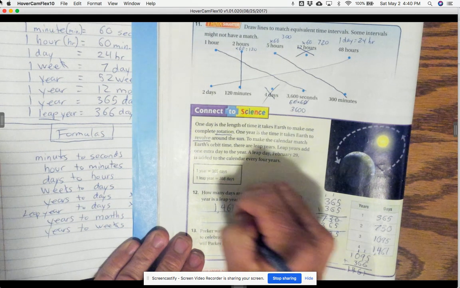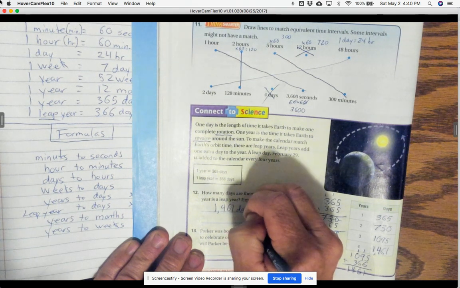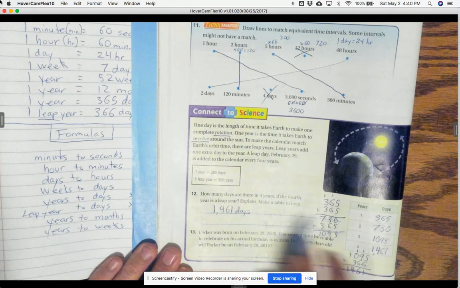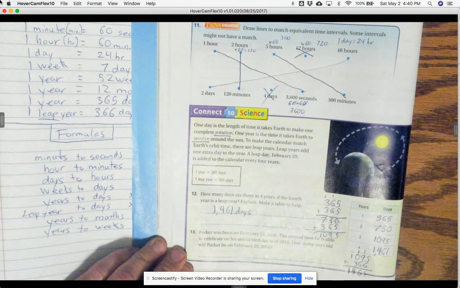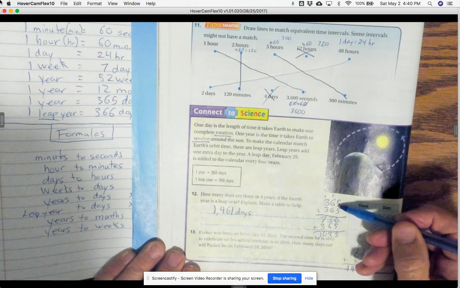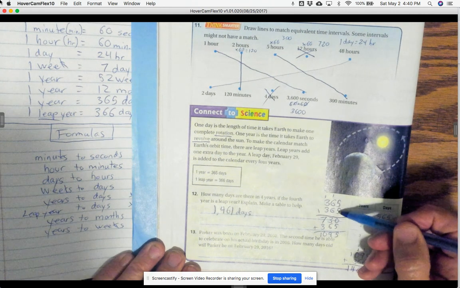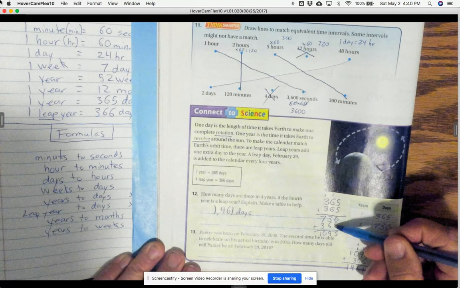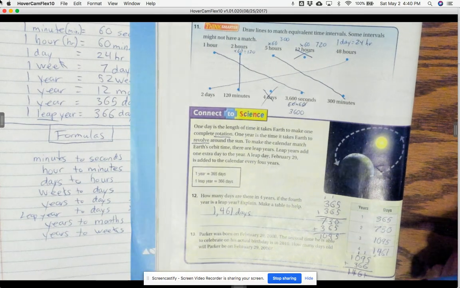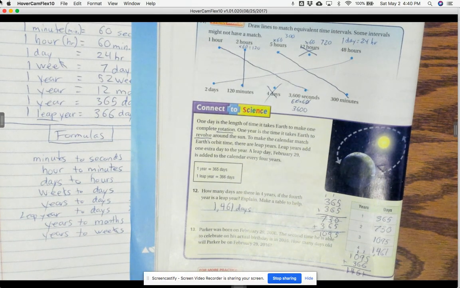1,461 days. Our explanation can be this over here. It's just that we added 365 plus 365 plus 365 plus 366. Technically would be our explanation.